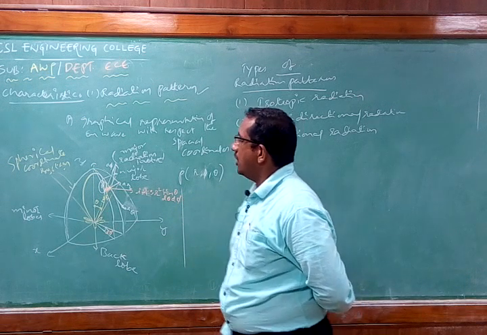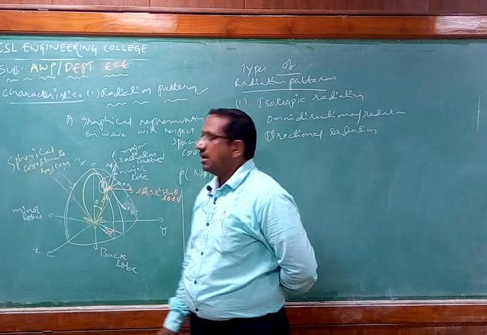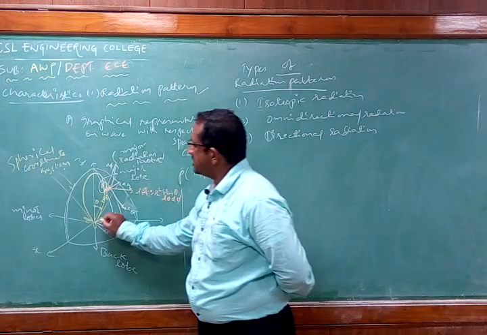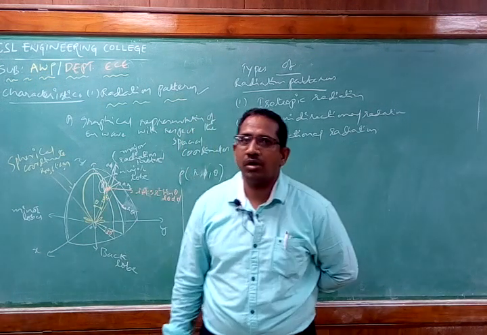Now we are going to assume that our antenna, which may be a dipole antenna or some other antenna, is placed at the center of the coordinate system, that is, the origin of the coordinate system.